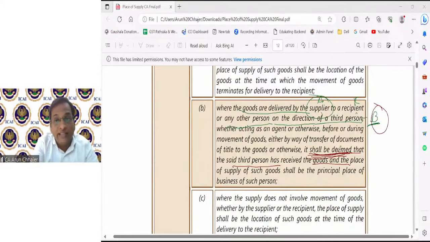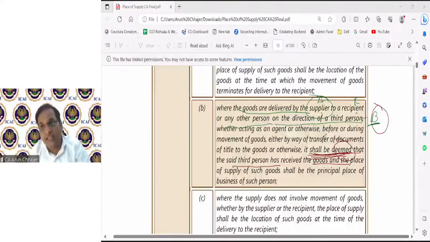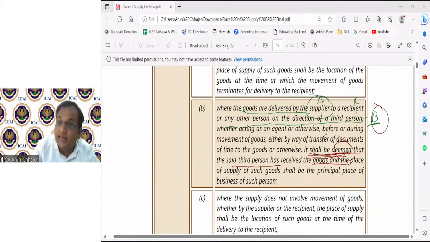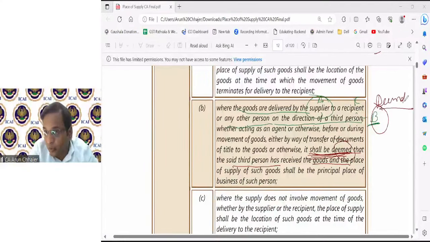the goods. Because why the word deeming is being added? Because it is not happening actually. In my example, please tell me who is actually receiving the goods. Answer would be C. But as per this clause B, they are saying it will be deemed that third party has received the goods and the principal place of the business of Mr. B will be the place of the supply.